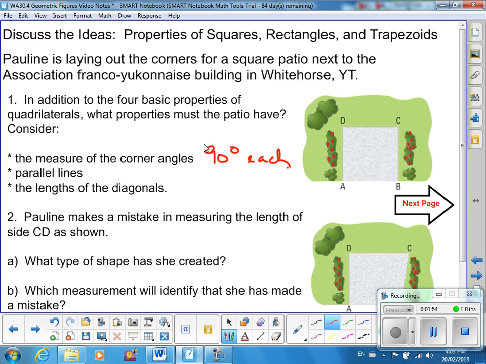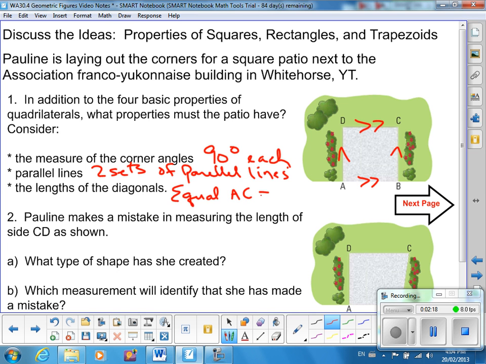Parallel lines, you have two sets of parallel lines. They're opposite each other. So this is parallel to this side, and this side is parallel to this side. Those arrow marks mean parallel. The length of the diagonals, well, they will actually be equal in a square. AC will equal DB. One further thing is the side lengths must be equal if this is going to be square.